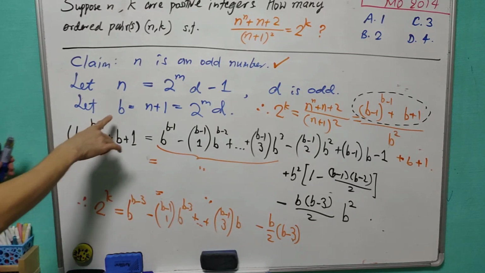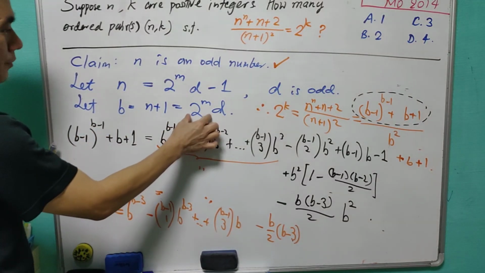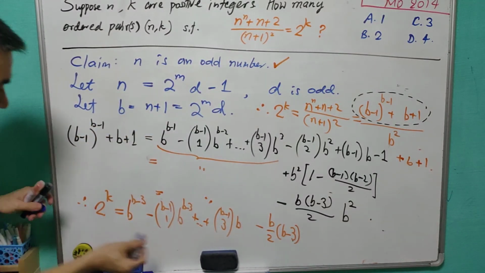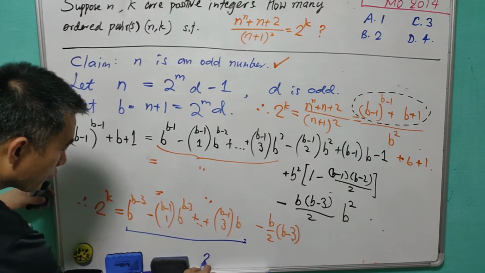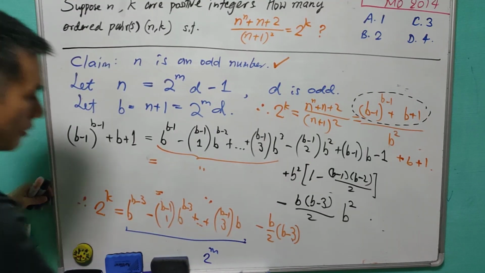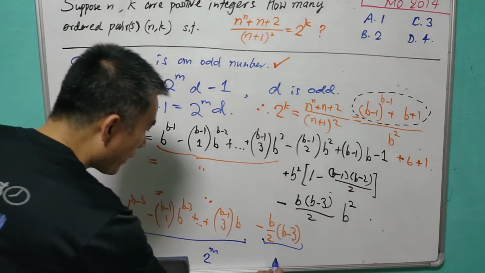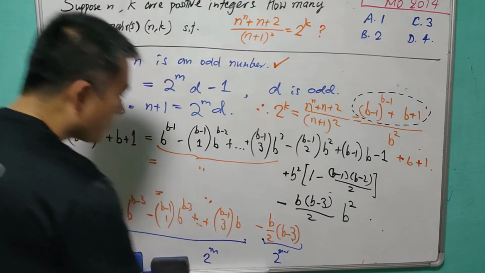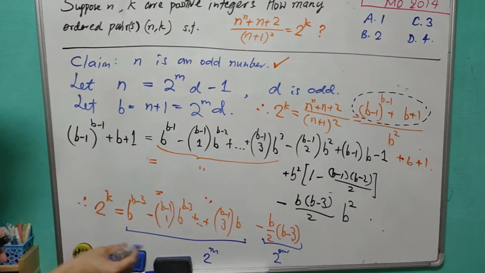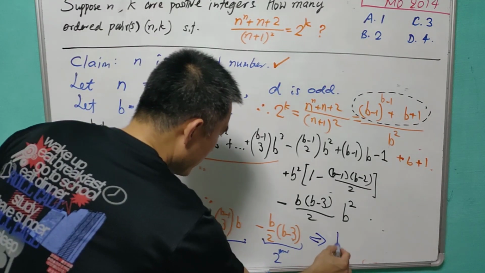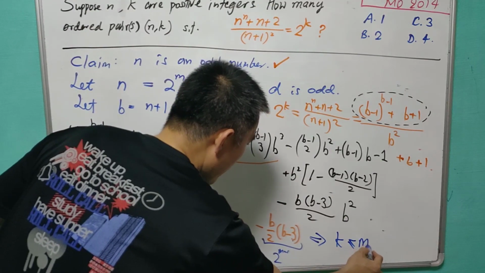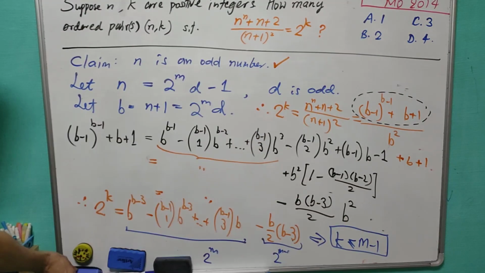Now note that b itself has a factor of 2^m. So each of the terms here contains a factor of 2^m. But for this, it does not contain the factor of 2^m, but it contains a factor of 2^(m-1). And from here, it means that k must be less than or equal to m - 1. Let me erase here to save some space.